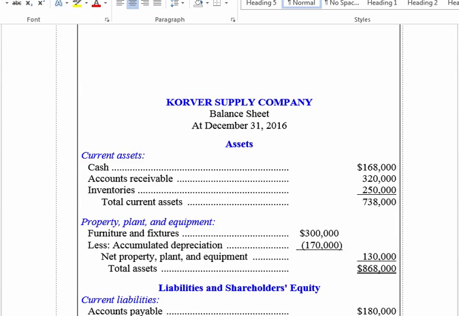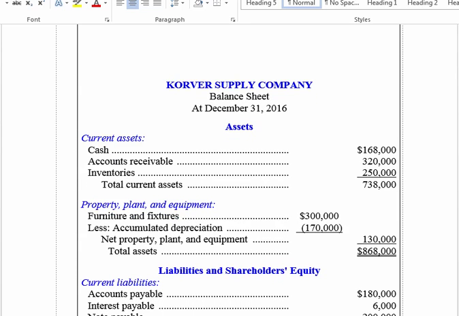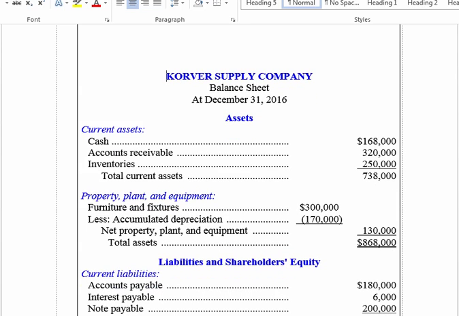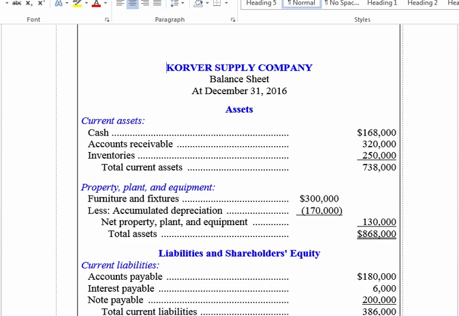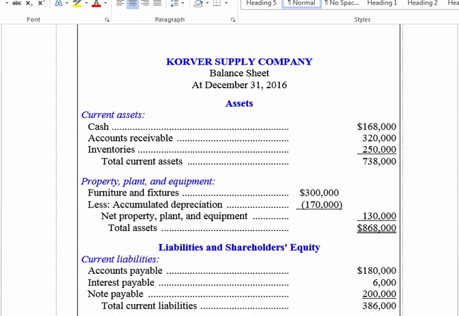Alright, so we've got interest payable, $6,000. We still have the note payable of $200,000. Like I said, no principal payments have been made. It's due on June 30th, 2017, so that's less than a year from our balance sheet date, so it is considered a current liability. So we get total current liabilities of $386,000.